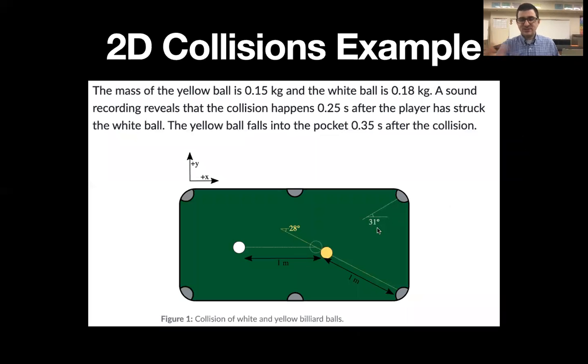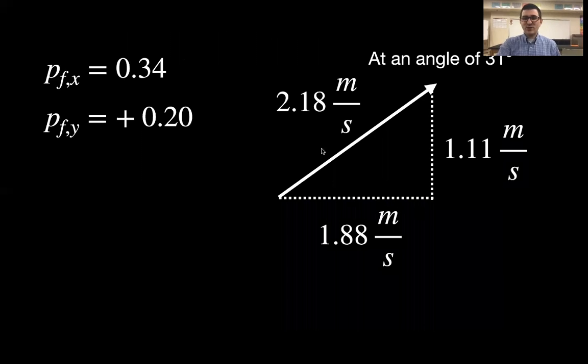Which, if we go back to the example, is actually pretty bad for the pool player because it means that their white ball is heading straight for the other corner pocket, which is a scratch, which is no good in pool. But things that are good is the way that we solve this problem using conservation of momentum.